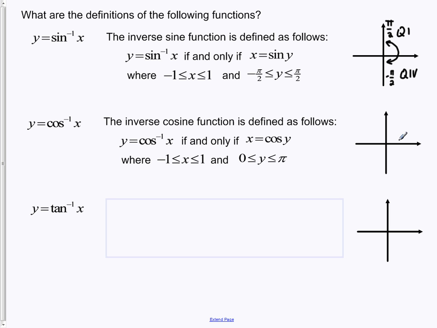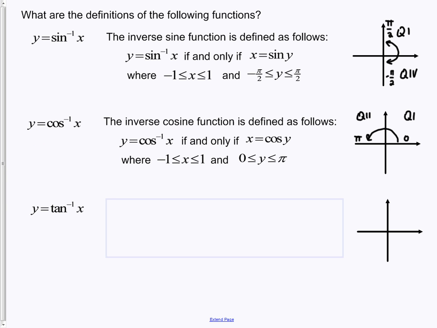So what's going to happen is that anytime you take an inverse cosine of a function, the y value that you get will be limited to angles that are in quadrant 1 or quadrant 2 and have values that range from 0 to pi, and that's it. We won't get a fourth quadrant angle. We won't get a third quadrant angle by the use of this inverse cosine function.